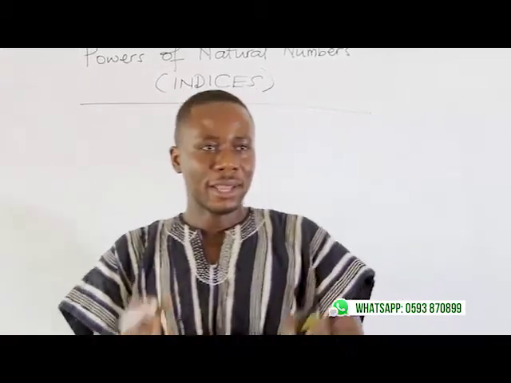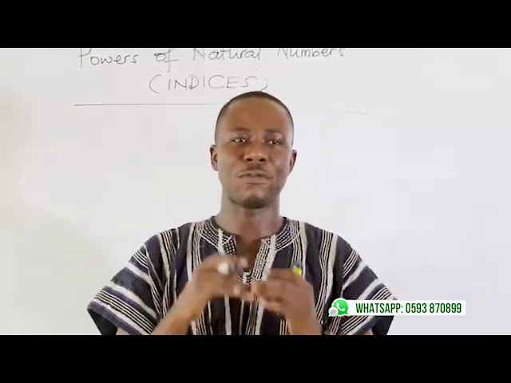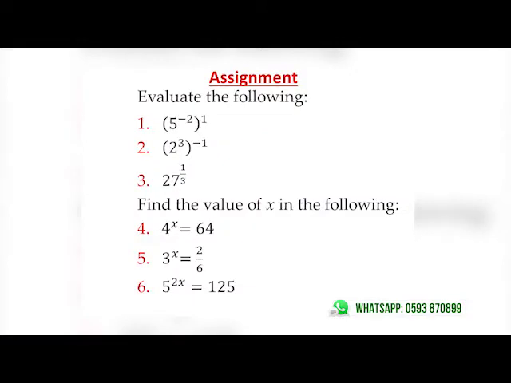And then the next 3 questions, we have find the value of x in the following. So that's the exponential equation part. We have the fourth one, which is 4 exponent x equals 64. What is the value of x? And then the fifth one, 3 exponent x equals 2 out of 6, a fraction. And then the sixth one, 5 exponent 2x equals 125. What is the value of x? Assignment for today's lesson.